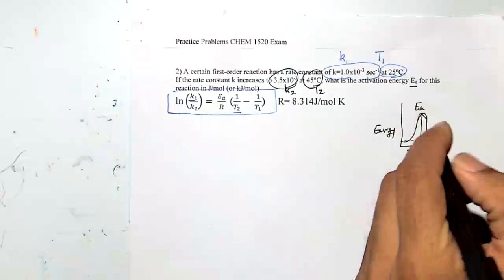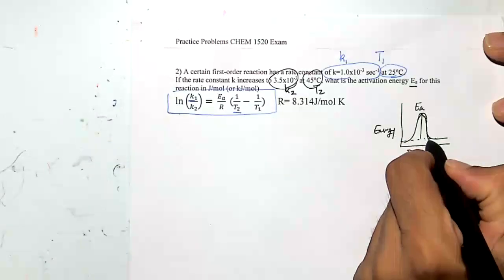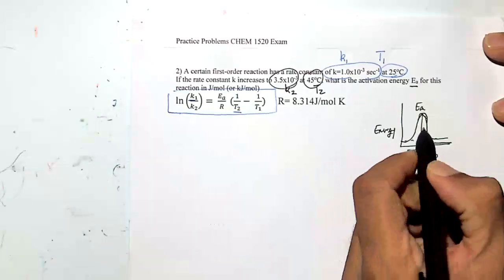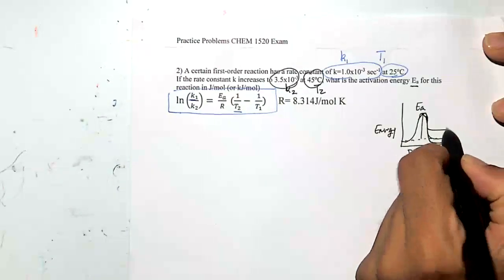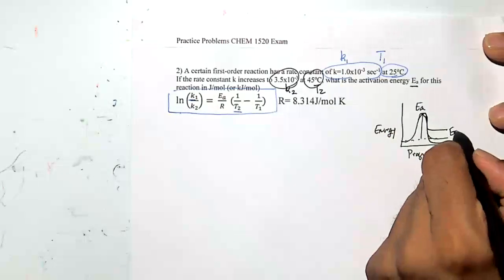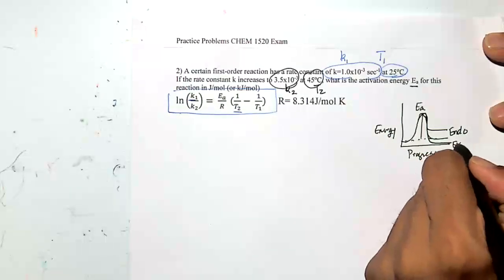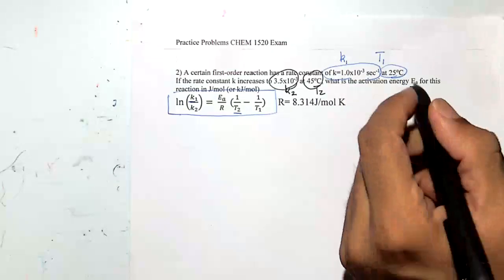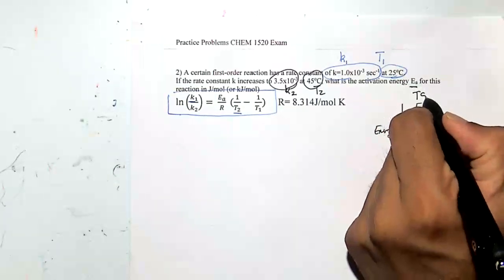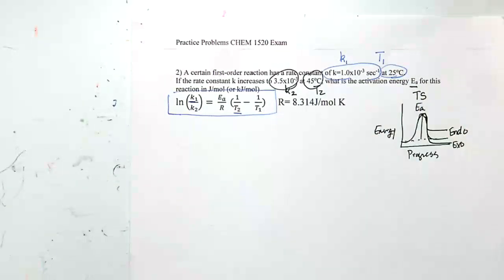this little energetic hump is called the activation energy. Okay, whether it's an exothermic reaction or an endothermic reaction. Okay, this would be an endothermic reaction. This would be an exothermic reaction. EA is the energy required to get to the transition state. We'll call that TS. All right, let's go back to this problem here.